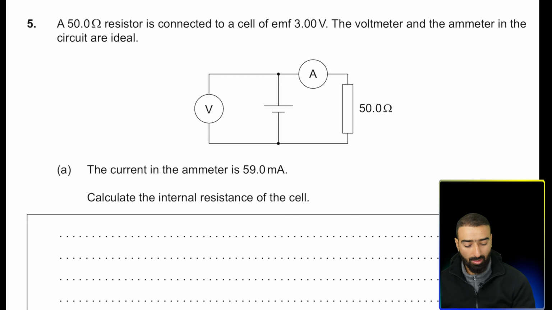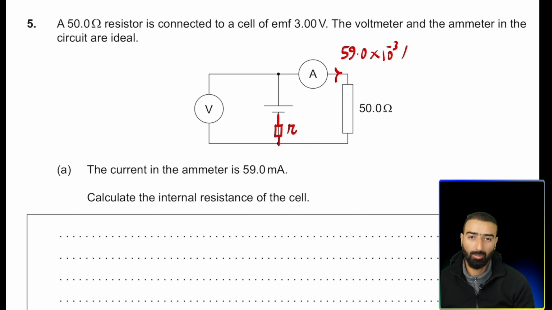So the cell is not ideal, it has some internal resistance. Let's model that by this resistor R. Well, we know the current is given to us. The current is 59.0 times 10 to the minus 3 amperes, and the EMF is given to us. The EMF is 3.00 volts.